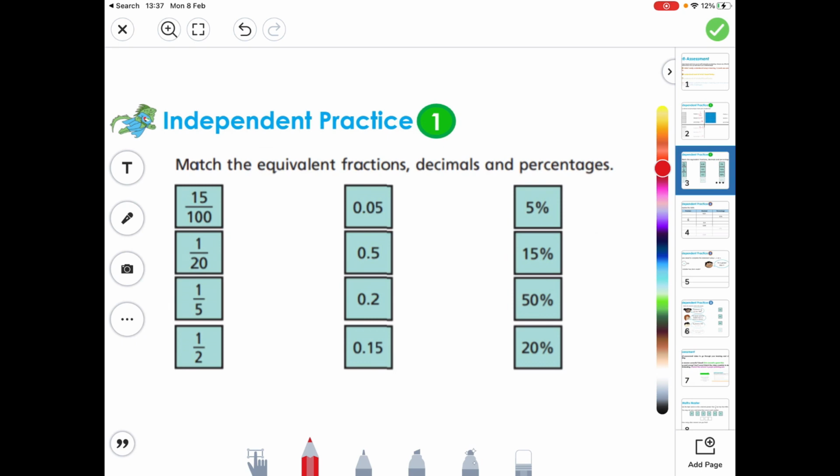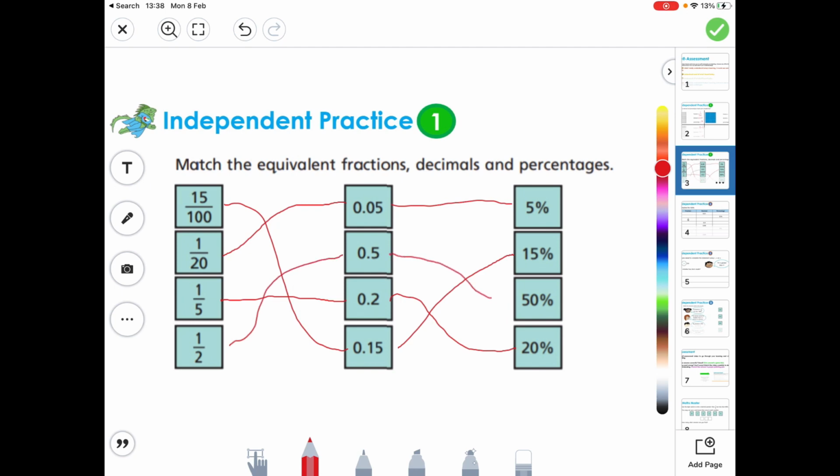Slide number 3. Match the equivalent fractions, decimals and percentages. Well, 15 over 100 is the same as 0.15, which is the same as 15%. 1/20th is the same as 0.05. So if I multiply that by 5, that would get me 5 over 100, same as 5%. 1/5 is the same as 0.2, and 0.2 is 20%, and half is 0.5, which is 50%.